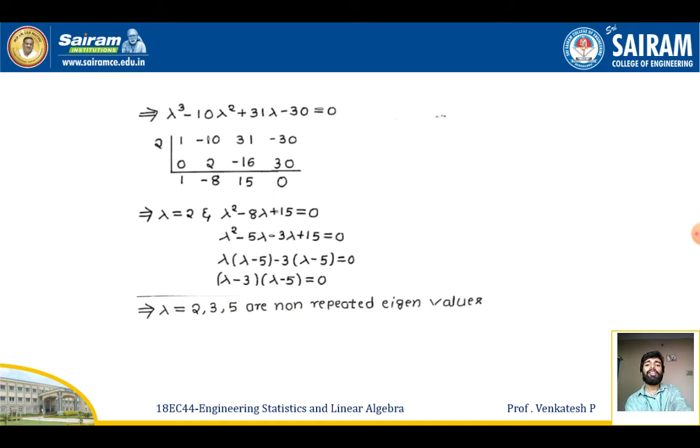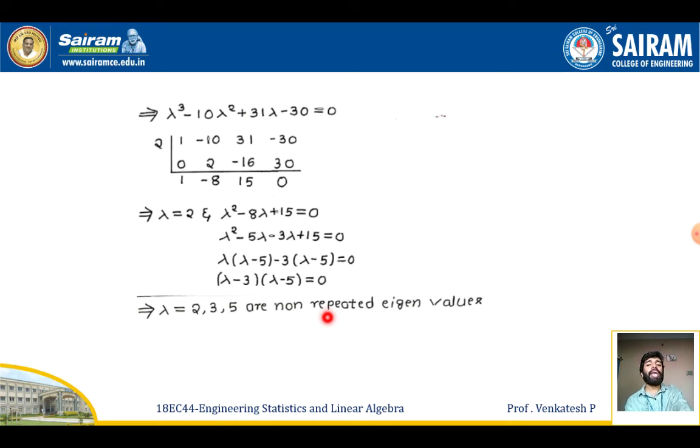Once it is 0, the first root we can consider is lambda equal to 2. The next equation is lambda square minus 8 lambda plus 15. On simplifying this further, we'll have lambda square minus 5 lambda minus 3 lambda plus 15 equal to 0. On finding the roots, it will be (lambda minus 3)(lambda minus 5) equal to 0. The roots are lambda equal to 2, 3, 5, and all are non-repeated eigenvalues here.